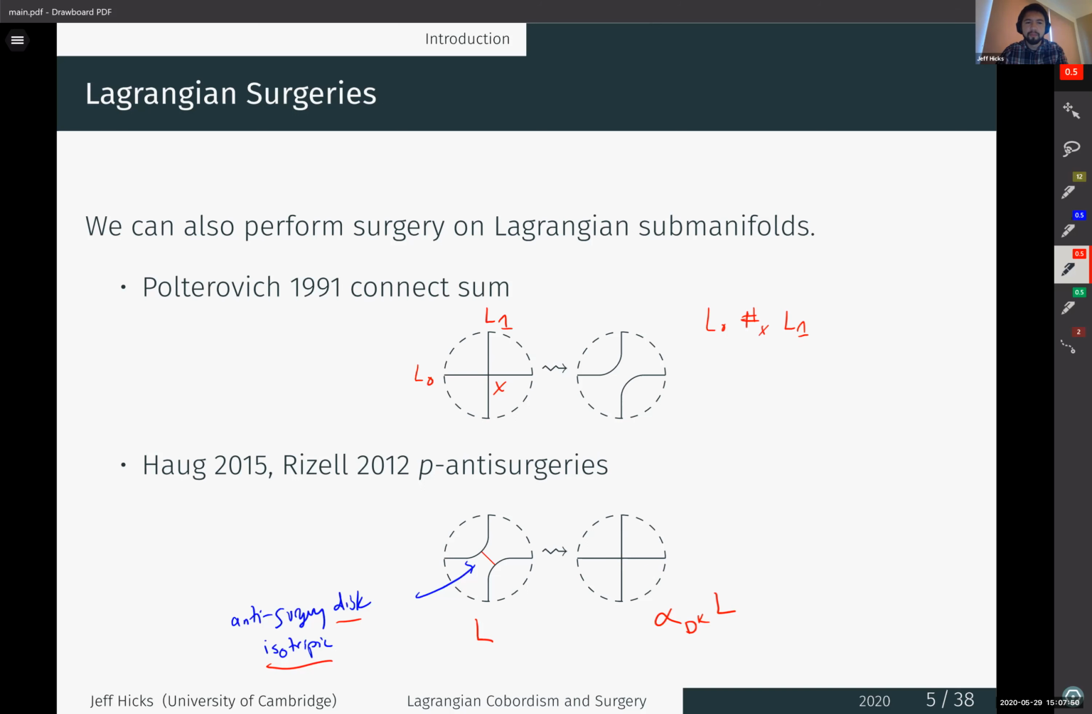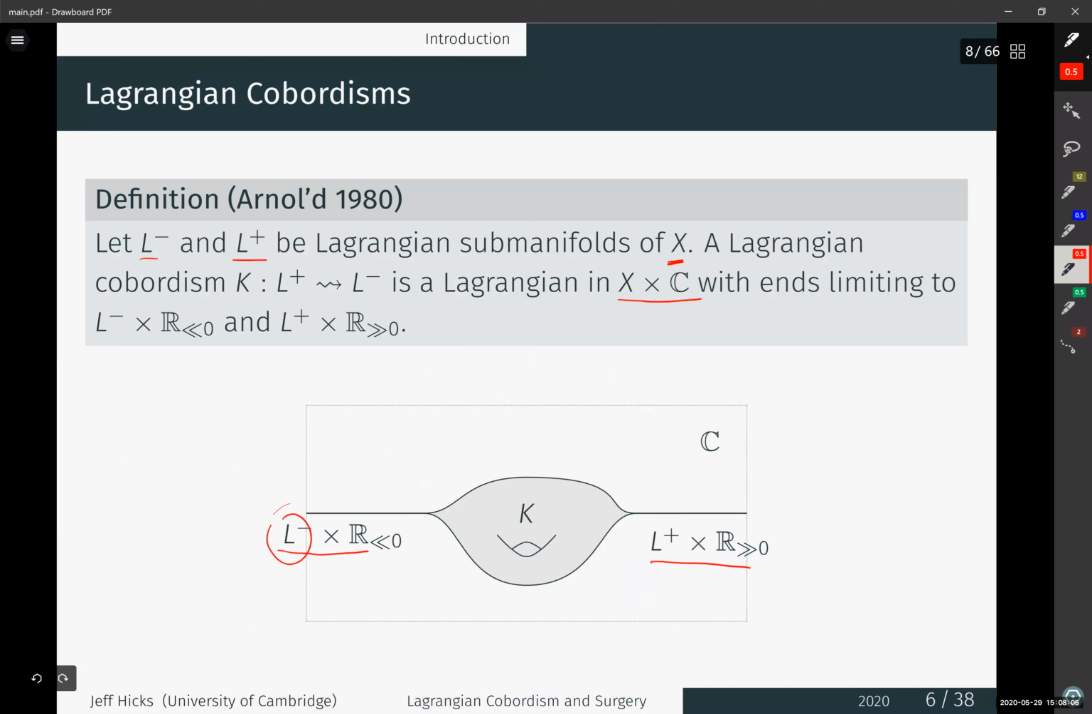To get the reverse of Polterovich surgery, you use a Lagrangian disk. And if you use an isotropic disk, you'll get something which isn't Polterovich surgery run backwards. Thanks. That's exactly what I meant. Yes. Okay, great. So, right, these Lagrangian cobordisms are Lagrangians which exist in one complex dimension higher.